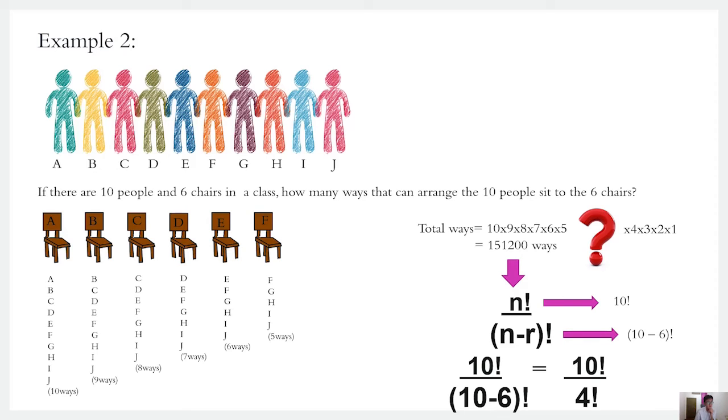If you calculate it in the calculator, you can get the answer 151,200 ways to arrange 10 people to sit in the 6 chairs. That's all from me. I will pass to my partner.